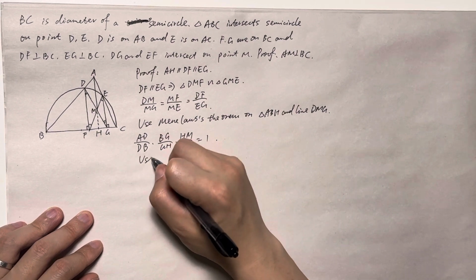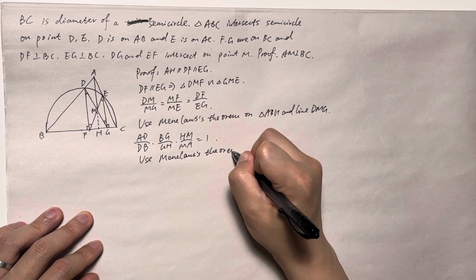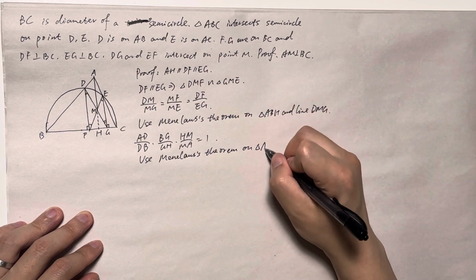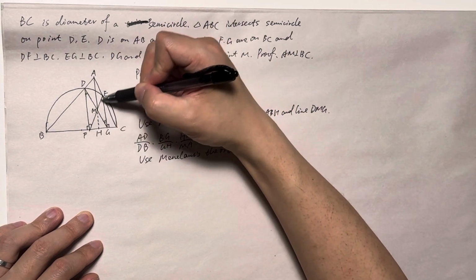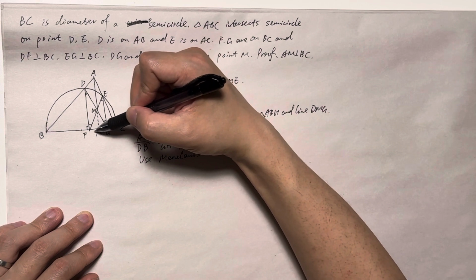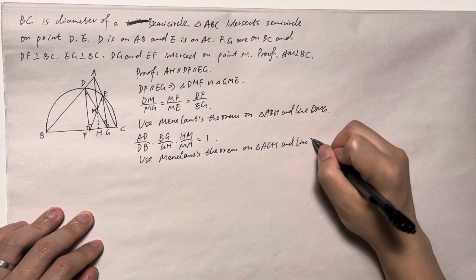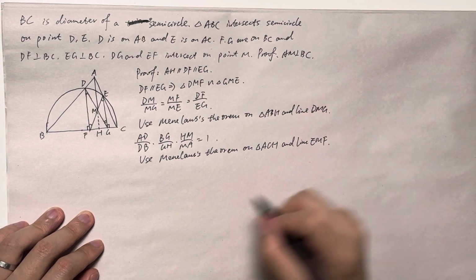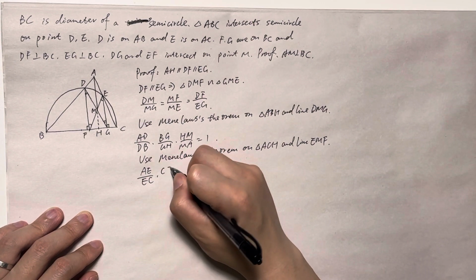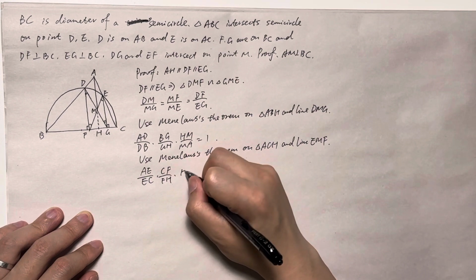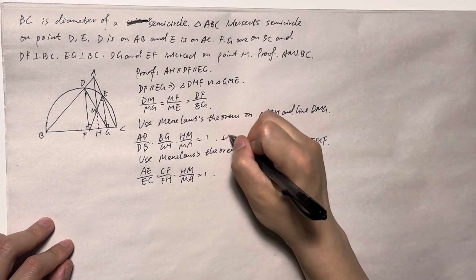We can also use Menelaus theorem on the triangle ACH and the line EMF. Then we can get FH in the equation. So we have AE divided by EC times CF divided by FH times HM divided by MA equals 1. Right, this is the first equation.